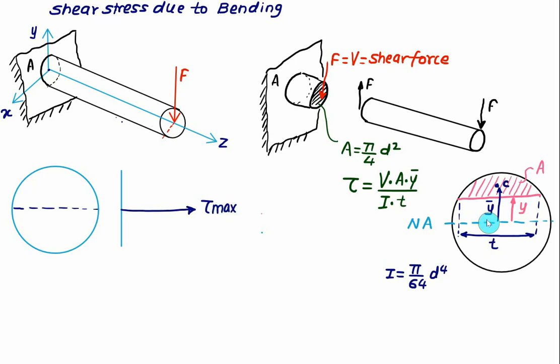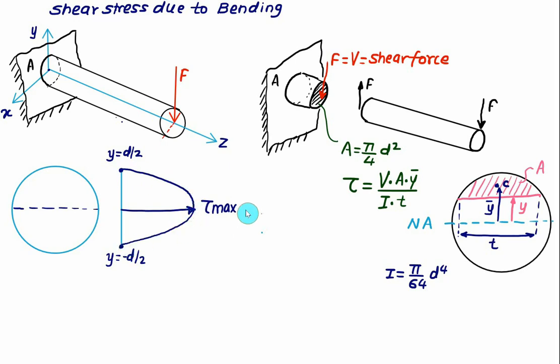If you add the top fiber and the bottom fiber, then the area will be equal to 0. So at this point the shear stress will be 0. At this point the shear stress is equal to 0. We can say at y equal to d by 2, and at y equal to minus d by 2, the shear stress is 0. And then we have a distribution here in the parabolic form. So this one is the distribution in the case of shear stress due to bending.